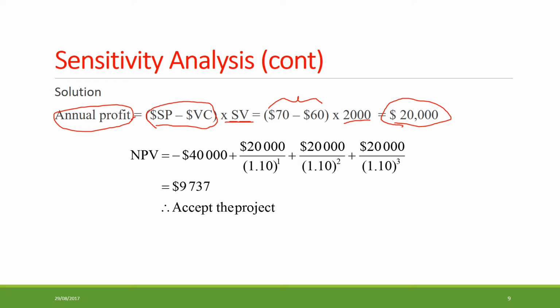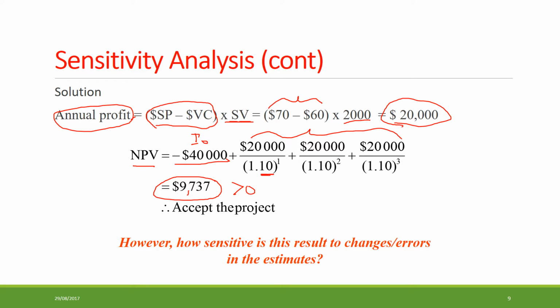So applying the NPV formula, our initial cost is $40,000. Our project has 3 years of life, so we have 3 cash flows, and each cash flow is $20,000. The cost of capital is 10%. So just using the NPV formula, we can work out that the NPV is 9,737. This is a positive number, so we accept the project, right? So step 1 is quite standard. This is what we did before in the previous 2 weeks.